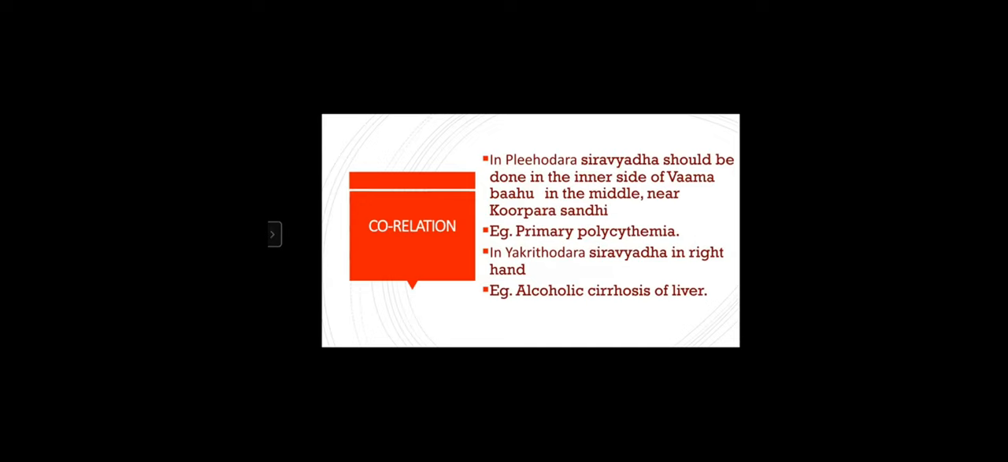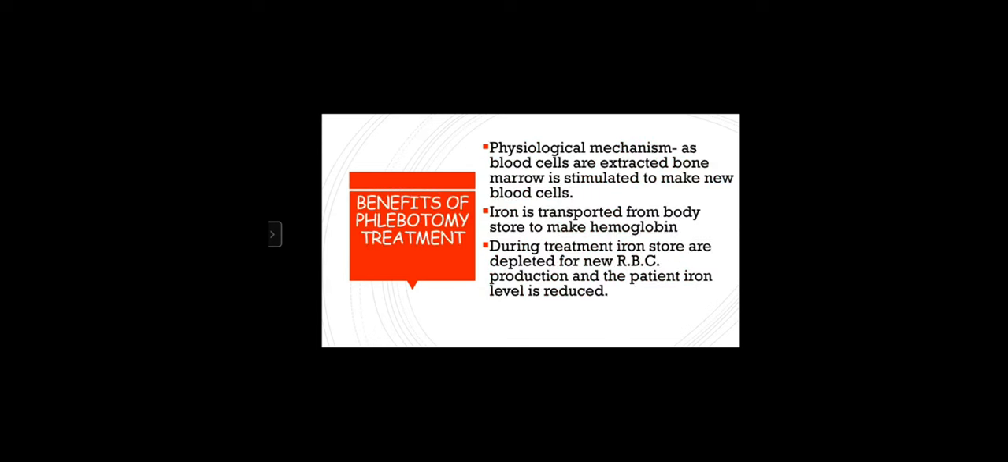For example, in primary polycythemia, and in Yagrudodara also it is mentioned. In alcoholic cirrhosis of the liver also, this bloodletting is done in modern medicine as well. The benefits of phlebotomy, as they explain, are that blood cells are extracted, and the bone marrow is stimulated to make new blood cells. So that physiological mechanism is there.